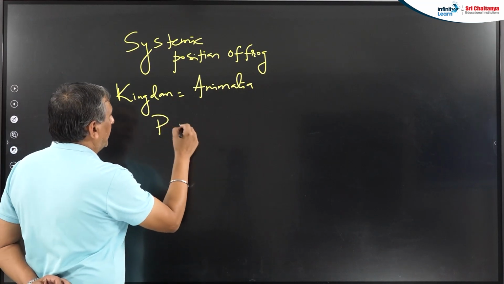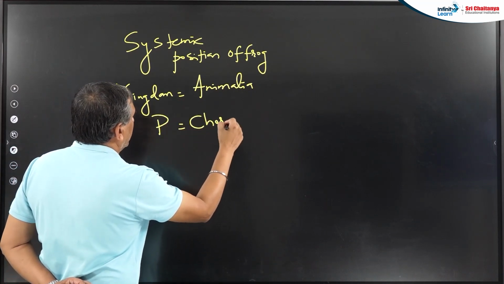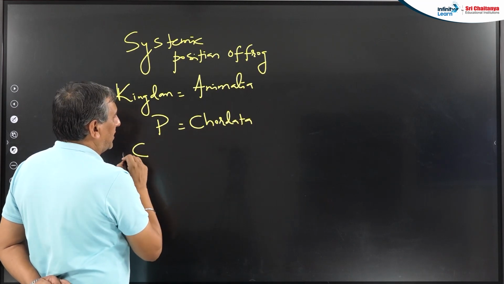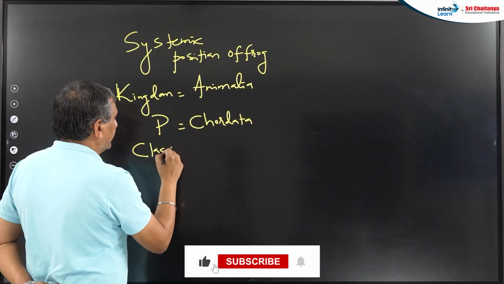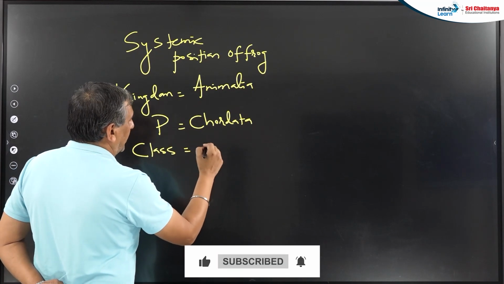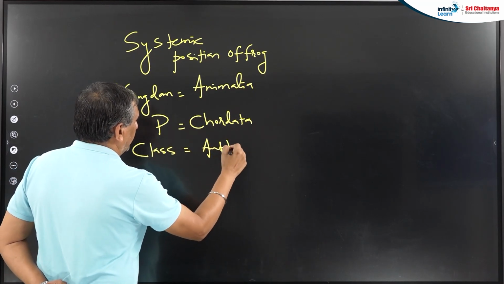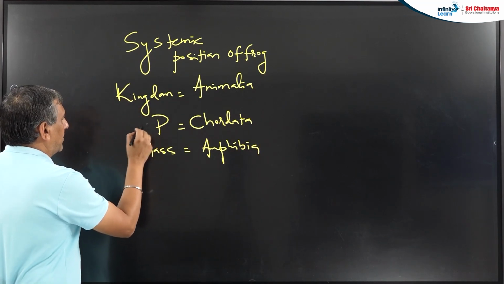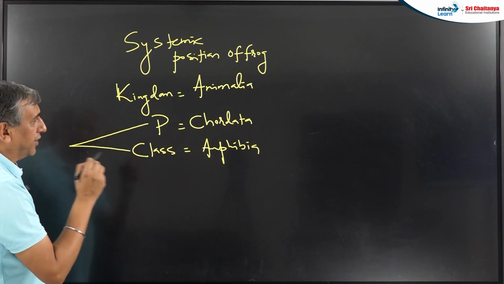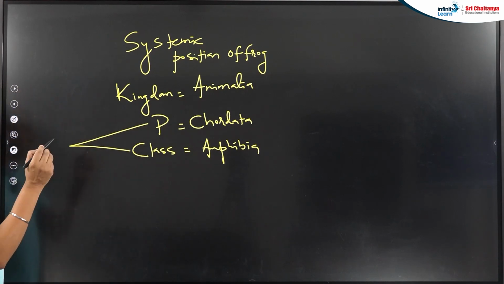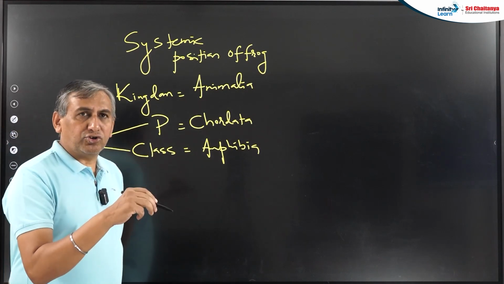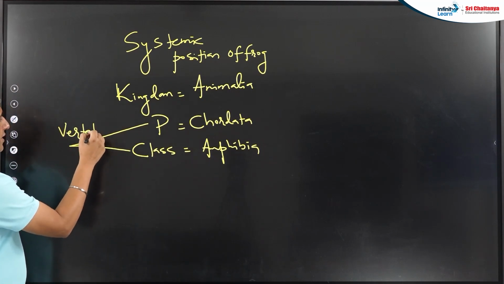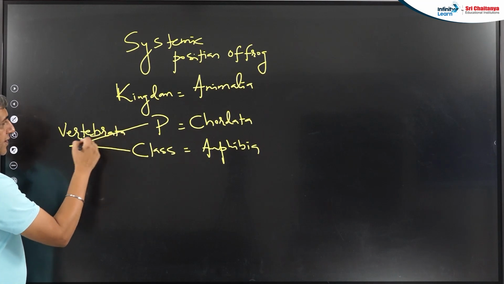Then we come to the phylum. The phylum is Chordata. When we come to the class, the class is Amphibia. In between the phylum Chordata and the class Amphibia, you have to remember that in Chordata there are groups. One is Gnathostomata, another group is Vertebrata. This is the subphylum, Vertebrata, Agnatha and Gnathostomata.